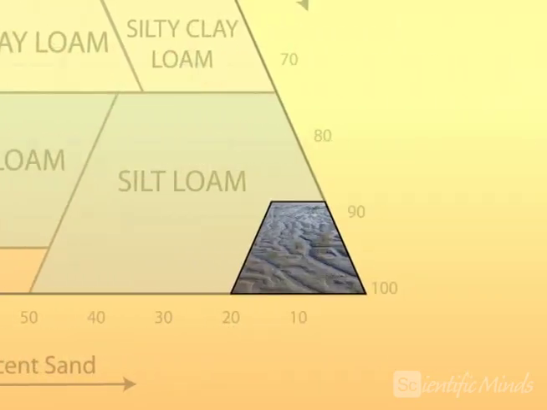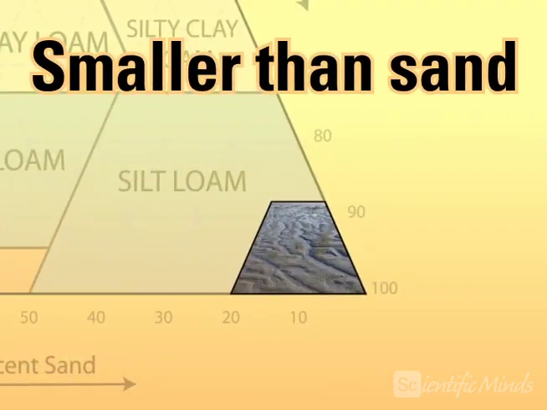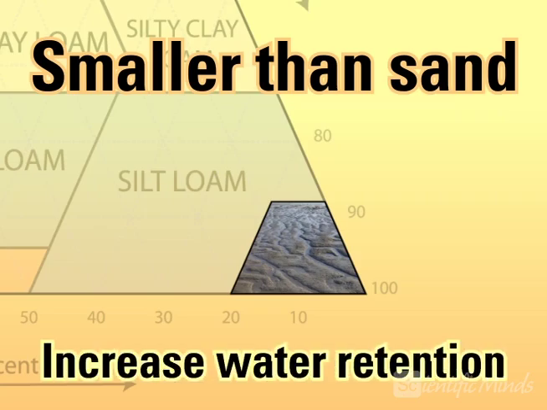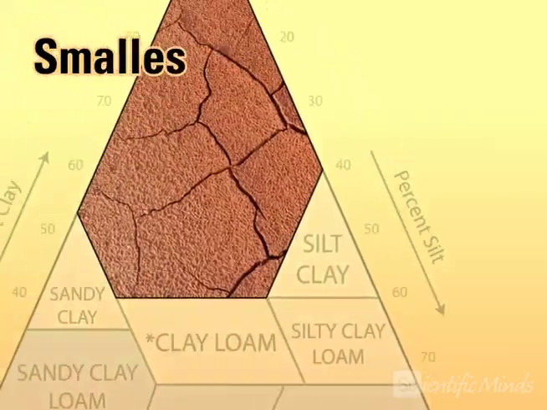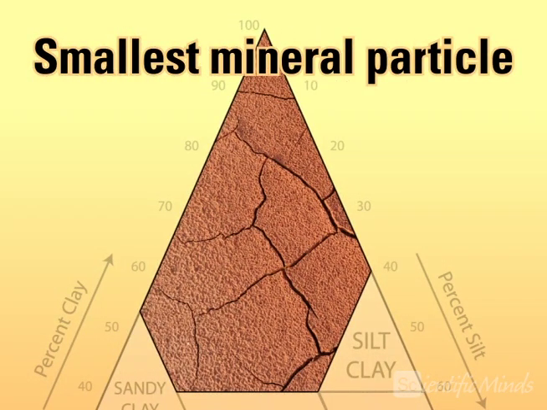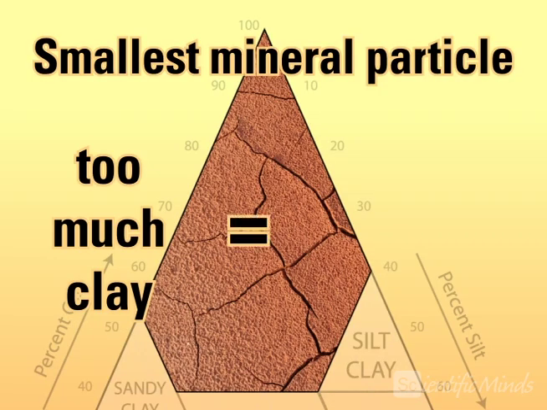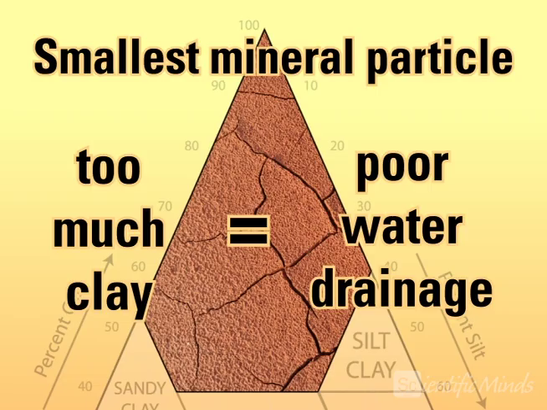Silt is a mineral particle that's smaller than sand. Silt can fill up the spaces between sand particles and increase a soil's water retention. Clay is the smallest mineral particle, even finer than silt. Clay particles can fill up the spaces between the silt and sand in a soil and further increase the soil's water retention. However, a soil that has too much clay content will have poor water drainage and not allow enough airspace.